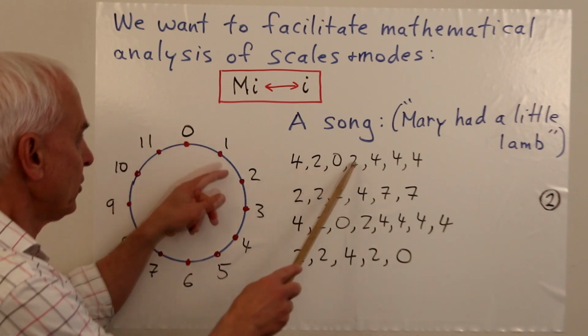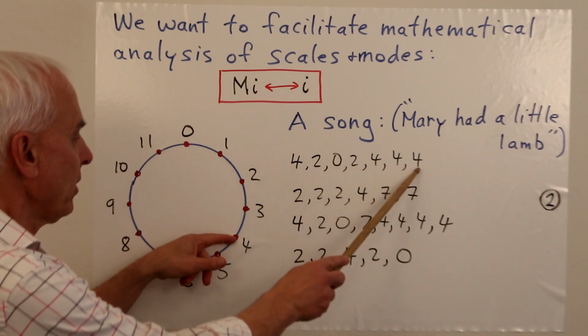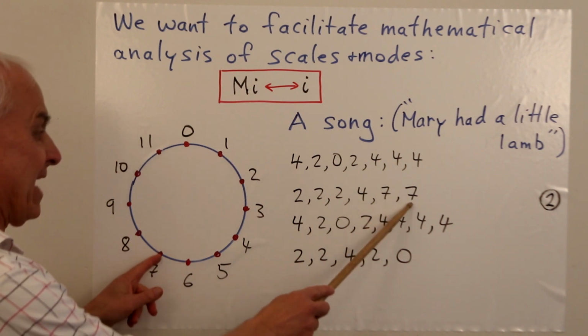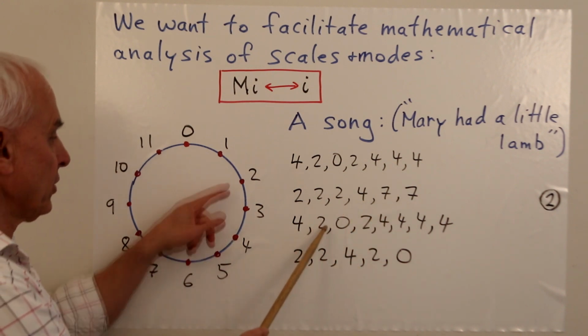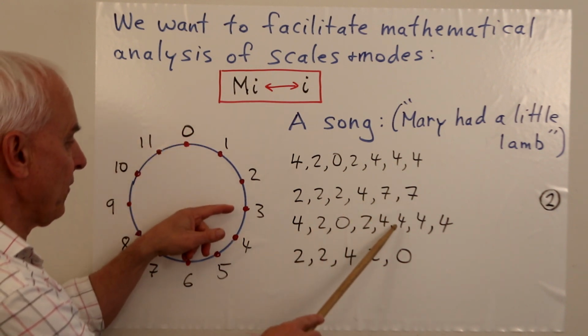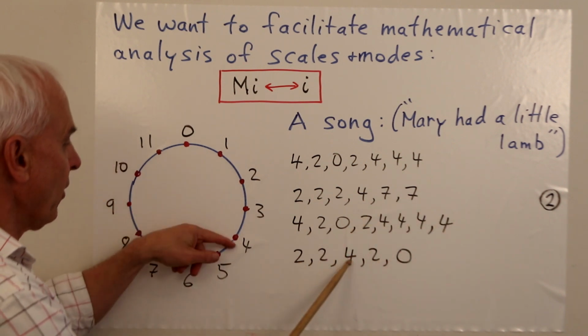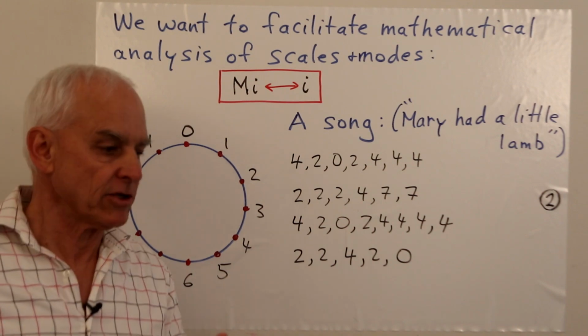4, 2, 0, 2, 4, 4, 4, 2, 2, 2, 4, 7, 7, 4, 2, 0, 2, 4, 4, 4, 4, 2, 2, 4, 2, 0. There, it's a little song, okay?